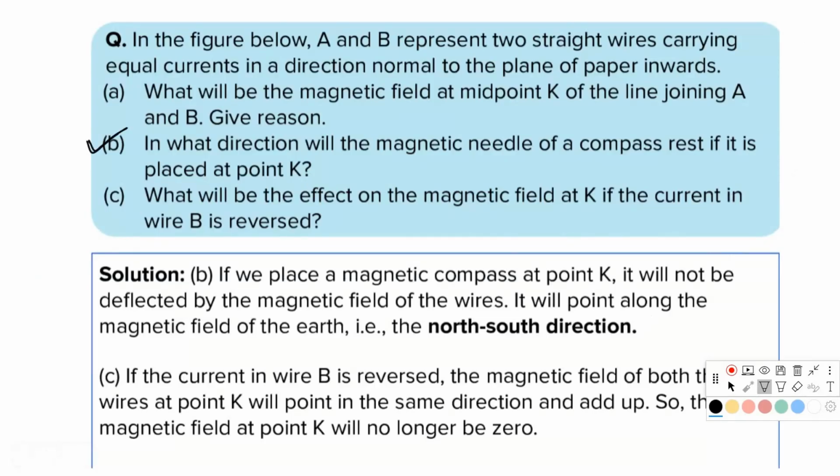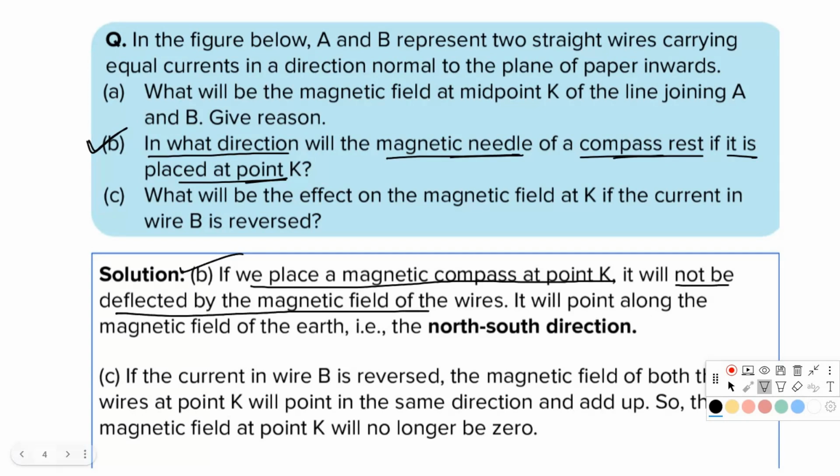Let's answer the second bit. Second bit is, in what direction will the magnetic needle of the compass rest if it is placed at point K? See, at K, magnetic field due to the straight current carrying conductors is nullified, 0. So all the magnetic field at point K is due to the field of earth. So if we place a magnetic compass needle at point K, it will not be deflected by the magnetic field of the wires. It will point along the magnetic field of the earth.